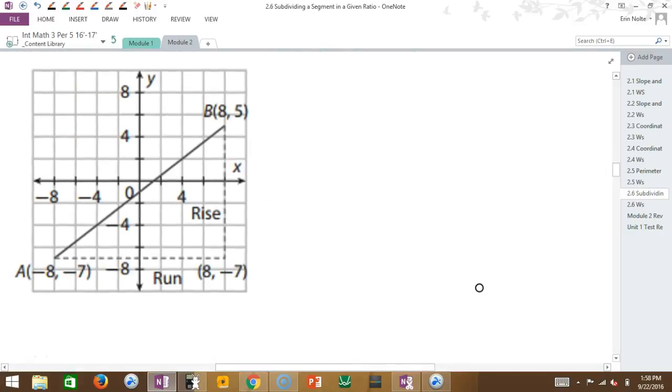Is everybody following what I'm asking you to find? What is the run? So from this point to this point, how many units to the right do we have to go? 1, 2, 3, 4, 5, 6, 7, 8. Okay, so my run is 8. And my rise, so we're going from -7 to 5. Wait, this is going by 2. Sorry, my run is 16. Yeah, it's 16. It's going by 2.